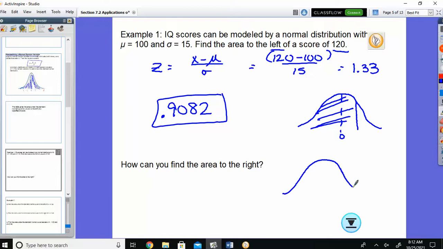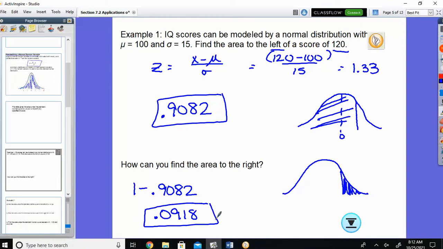What if I had asked you to find the area to the right instead? If I want the area to the right, if I want the probability you were above that, you have to do the complement. 1 minus 0.9082 is 0.0918. So far, so good? So really, guys, this is all we're doing. We're just practicing reading this table today.